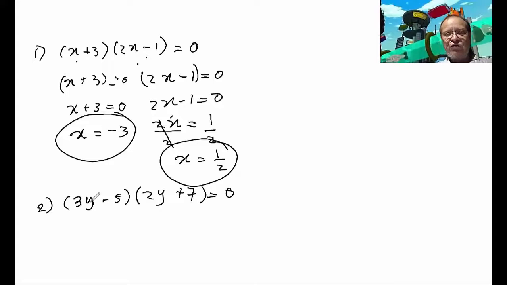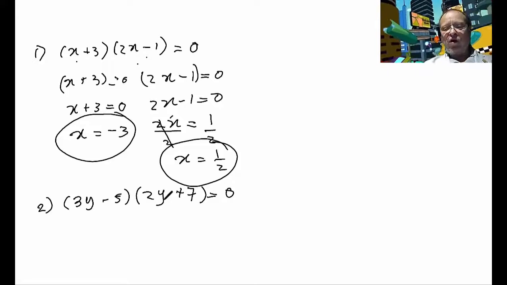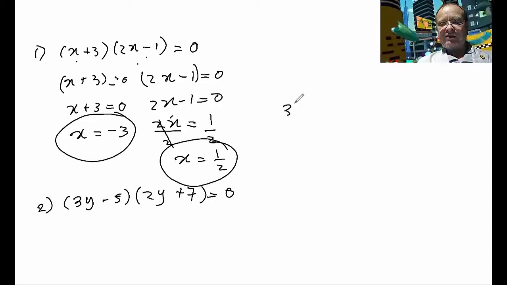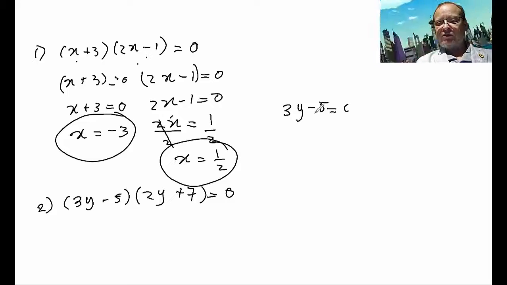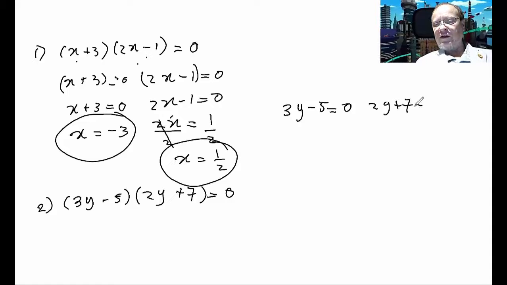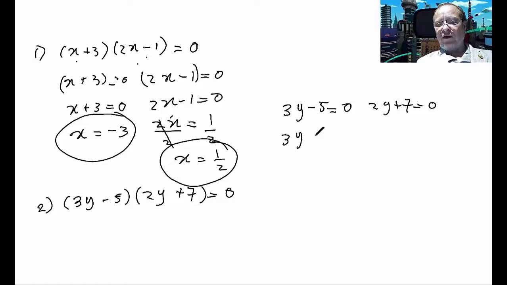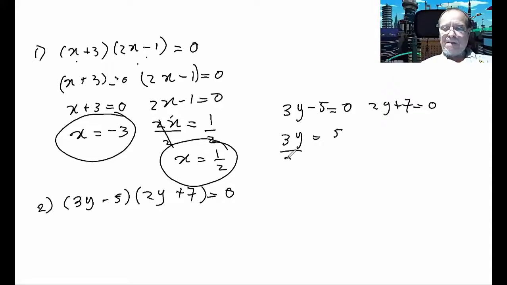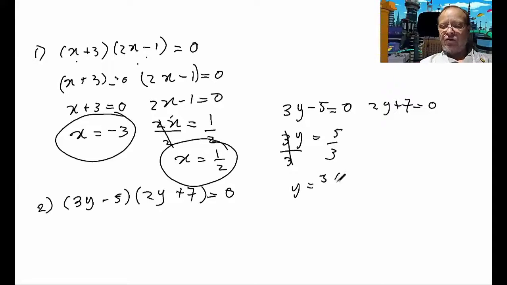So again, we have 2 factors, and that would form a quadratic equation. So we're going to assume we have 2 solutions. So I'll drop the brackets and I'll set each one equal to 0. 3y minus 5 is equal to 0. And the other one is 2y plus 7 is equal to 0. So now I'll solve for the first one here. 3y is equal to 5. Divide by 3. So y is equal to 5/3.